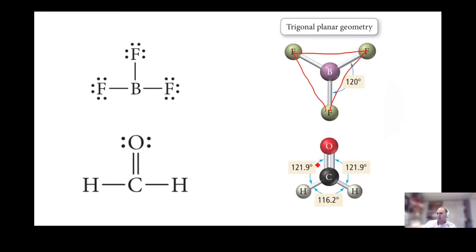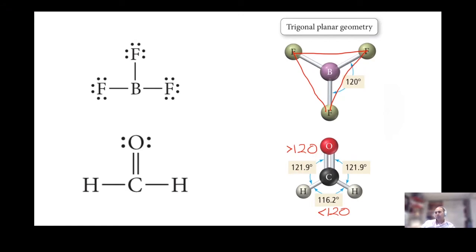What I would expect you to know is that because there's a double bond here, this bond angle is greater than 120. That's what you would need to know, that this is greater than 120, and this one down here is less than 120. I wouldn't expect you to know the exact bond angles, but I would expect you to know that there is some deviation.